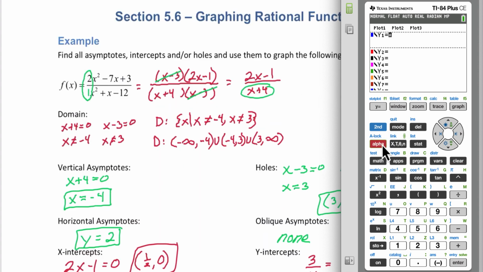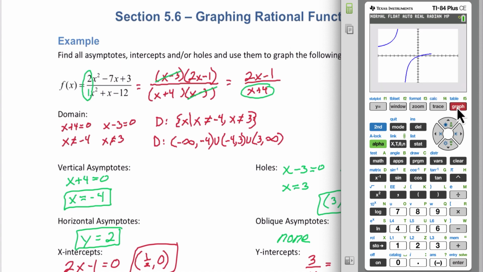I like to use alpha y equals to get the pretty fraction that makes this a little bit easier. So we have 2x squared minus 7x plus 3 divided by x squared plus x minus 12. It's always a good idea to double check, make sure you don't have any typos. And then we'll go to the graph.